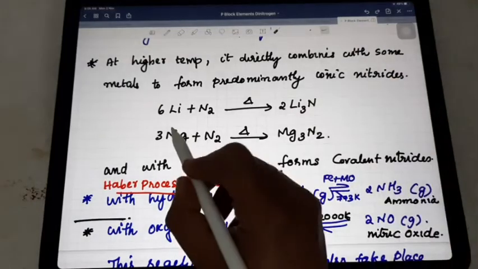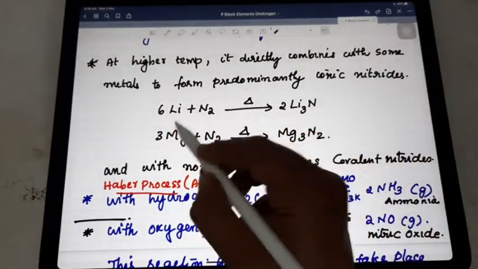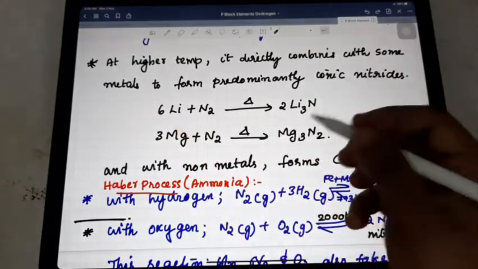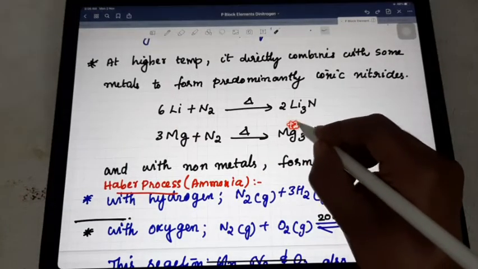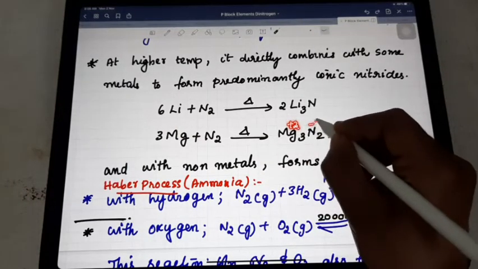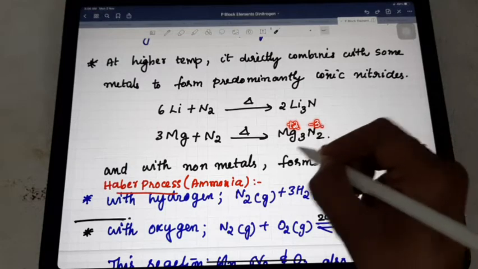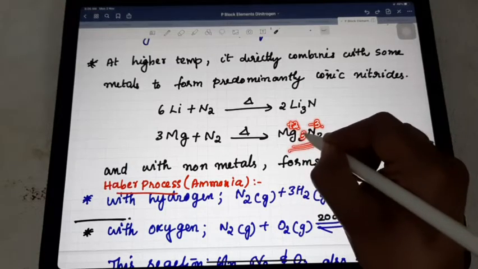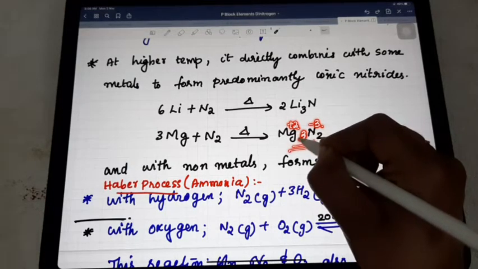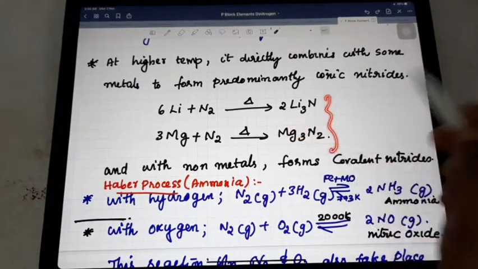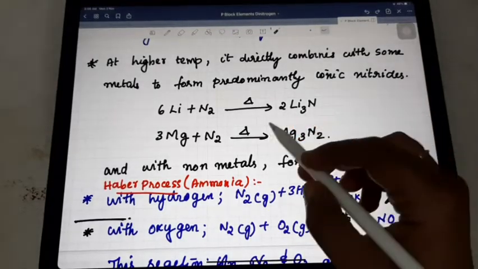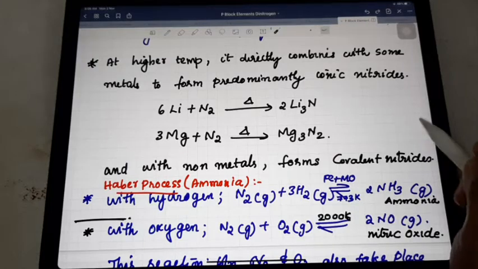Then magnesium is in the +2 oxidation state. In the elemental form it has 0, but in a compound it has +2. Nitrogen is also -3. That's why here Mg is written three times. Okay, so this is about the ionic nitrides of these metals formed by combination with nitrogen.